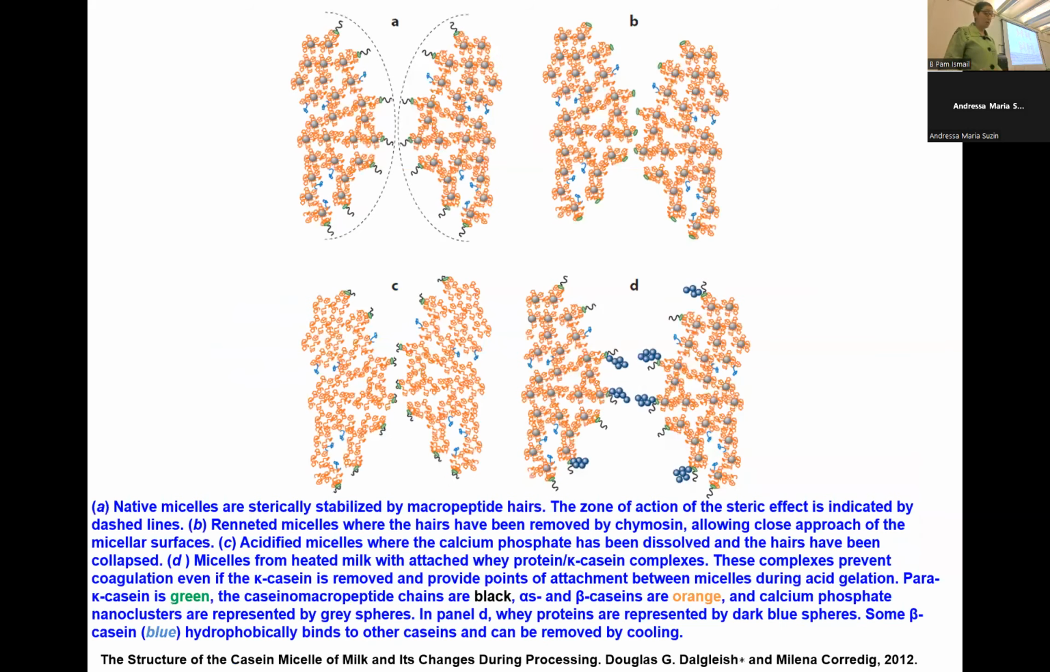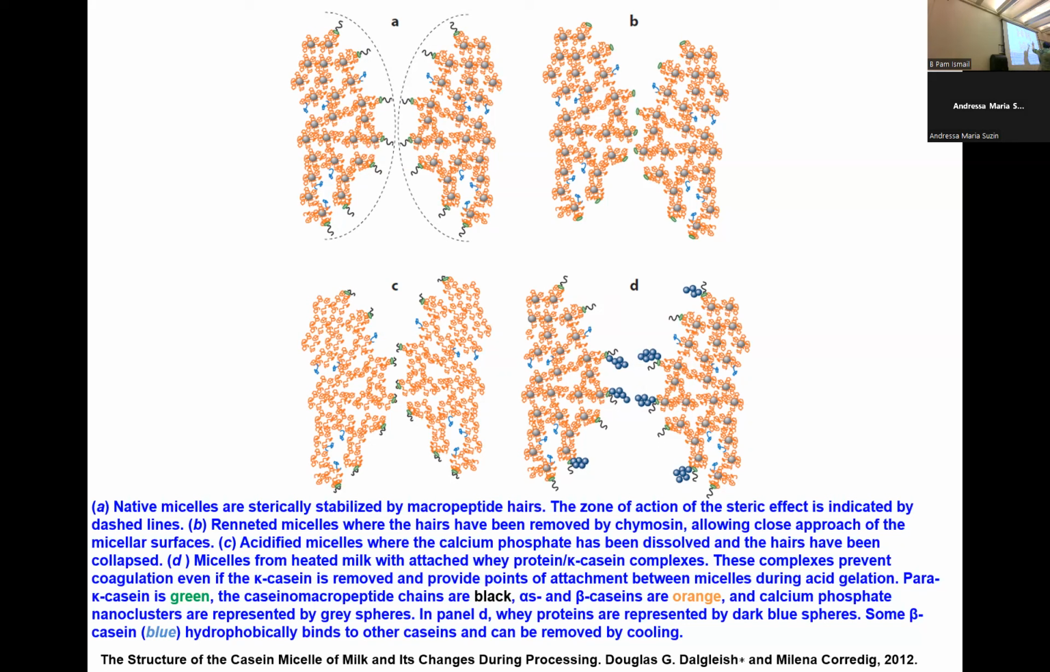So this is another nice illustration, colorful. In A is your micelle, the stabilized micelle, where we have the kappa casein. Now I don't want to say the hairy layer because he just didn't like that. What do I say? The glycosylated chain is on the outside, and then the micelles are not interacting, stabilized.